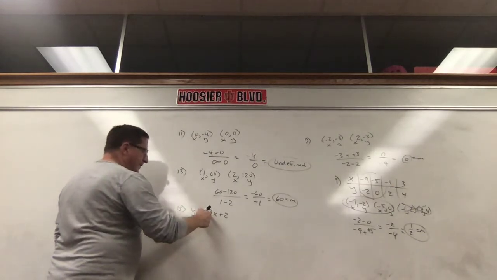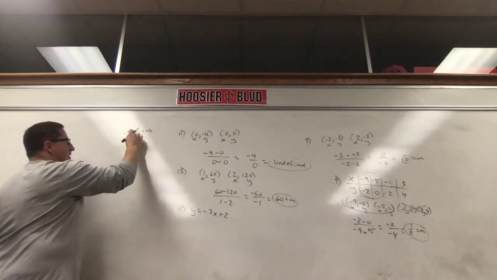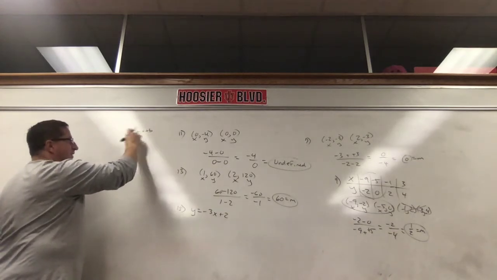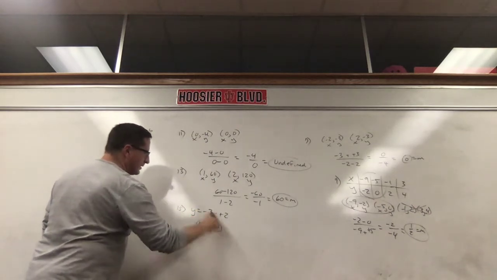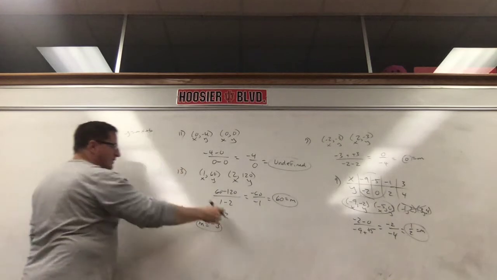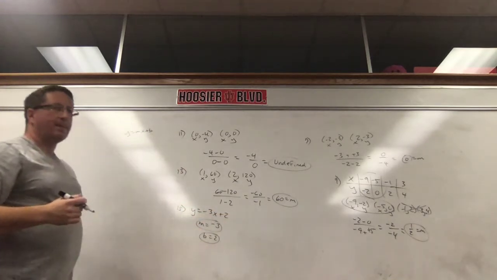Your slope, remember y equals mx plus b, what I put at the very beginning? M is the number in front of the x if y is by itself. So m in this case, the slope, is -3. B is your y-intercept. That's the number off by itself, which would be +2. Now, this problem's done.